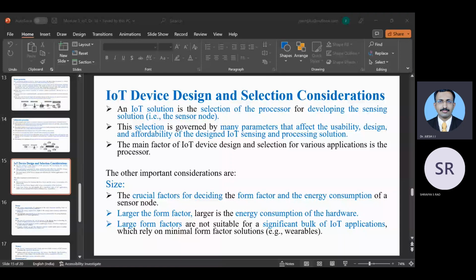Is it easy for you to remember? So if you go to the market to select a mobile phone, what are the features you are going to see? The same features you have to see for the IoT design as well. So let us see the first one, size.